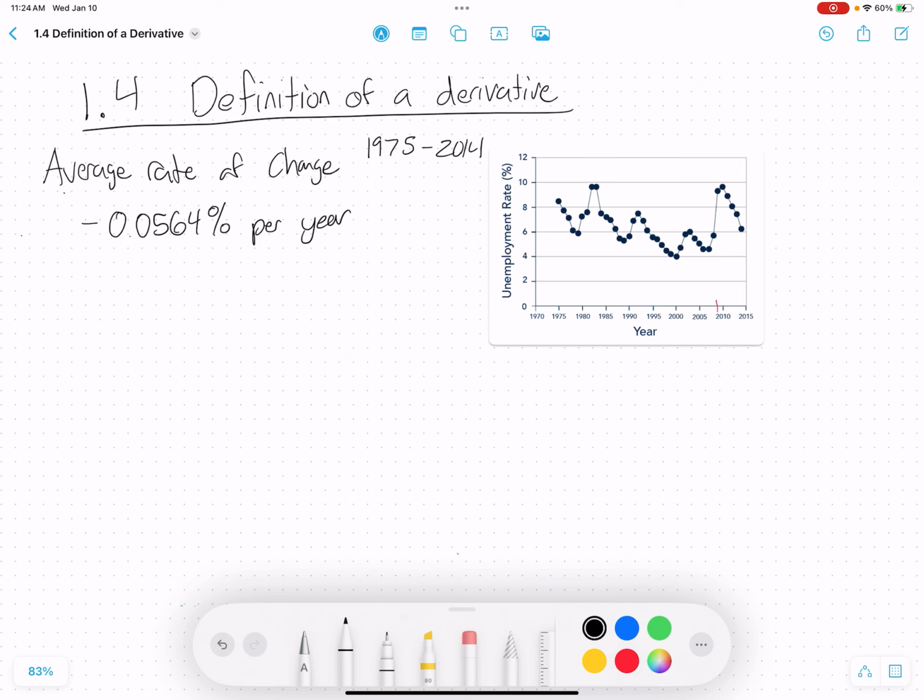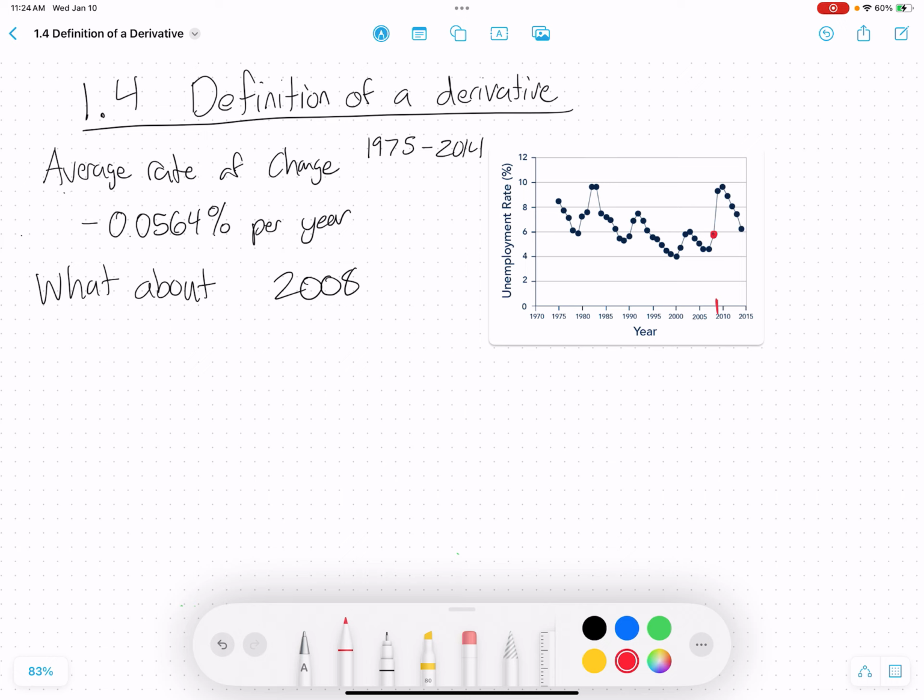In fact, let's look at the year 2008. In 2008, the USA went through a recession, and so you'll notice on the graph, okay, here's 2008, the unemployment's starting to spike. It's not going down, the unemployment's skyrocketing. So this average rate of change doesn't actually reflect what's happening in 2008.